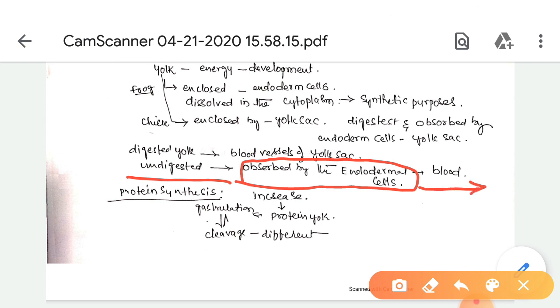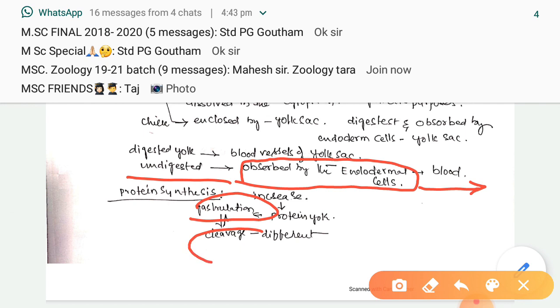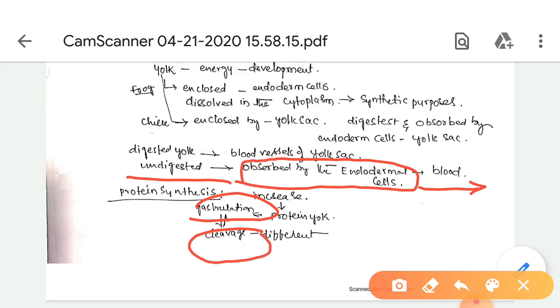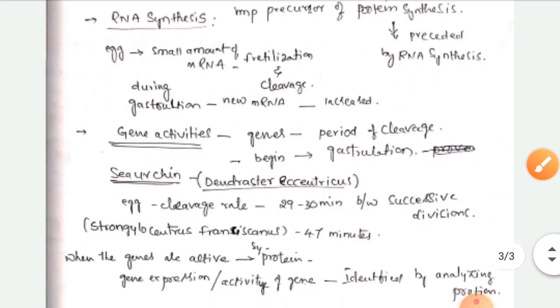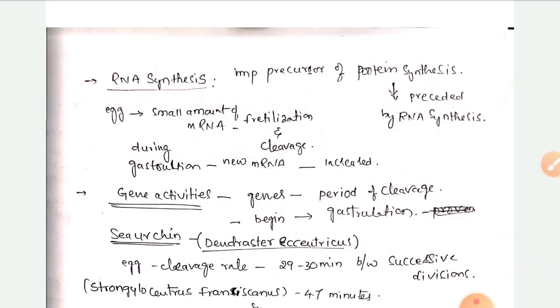Protein synthesis: during the gastrulation time, protein synthesis is increased. When we compare gastrulation and cleavage time, in the gastrulation time protein synthesis is rapidly increasing.